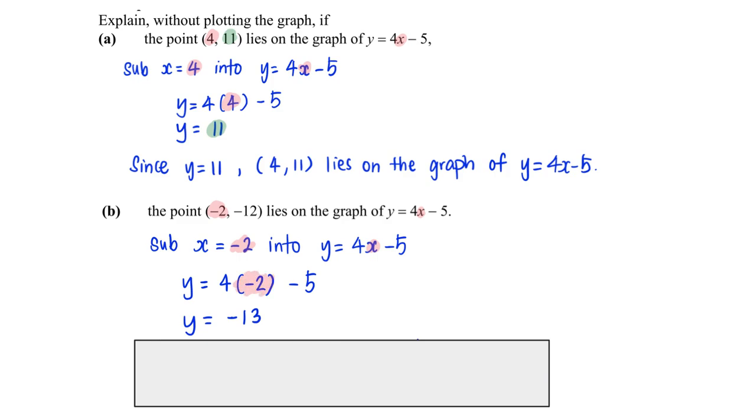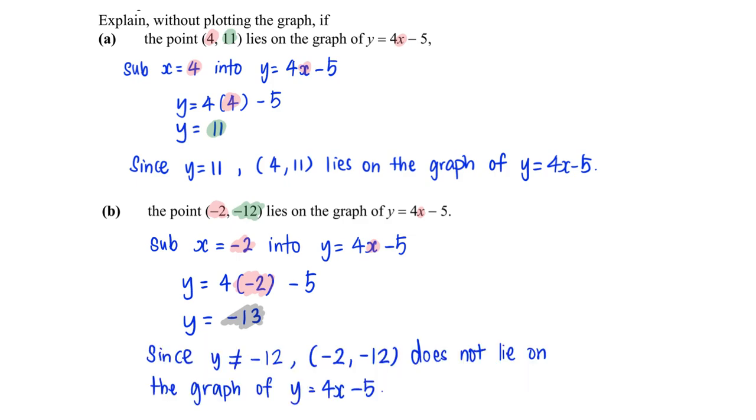And when I find this value, it gives me negative 13. It does not give me back my negative 12. So, do you think this point is on the line? Well done. Indeed, since it does not give me back my negative 12, meaning y is not equal to negative 12, then this point does not lie on the graph of y equals 4x minus 5.